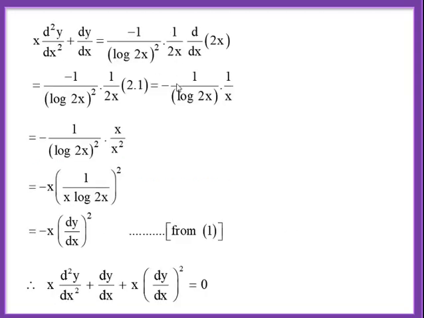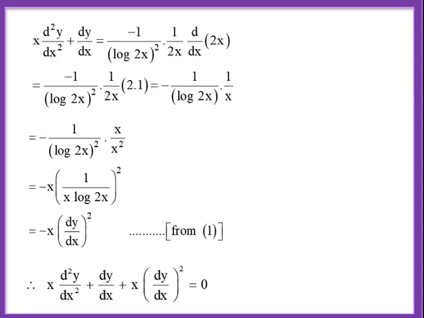See, so effectively, what is x d2y by dx square plus dy dx? It is minus 1 upon x into log 2x. Now observe the next step. I have multiplied numerator and denominator by x. The reason you will understand. Now because of this x square, I can write this as minus x into square of 1 upon x log 2x. Now why obtain 1 upon x log 2x? So that it can be replaced by dy dx.